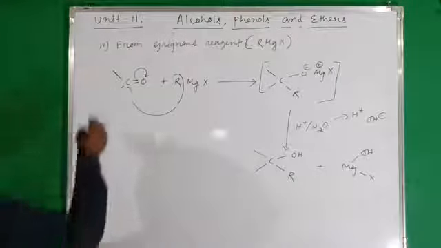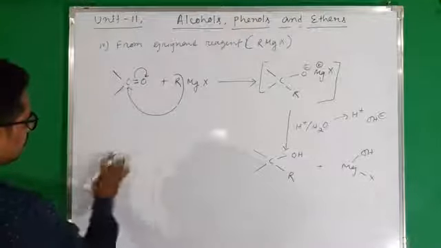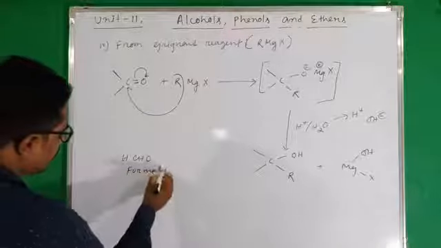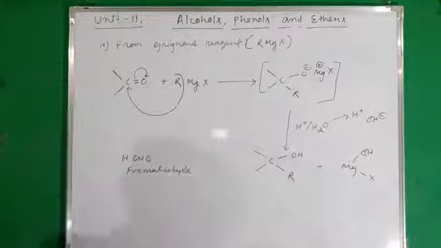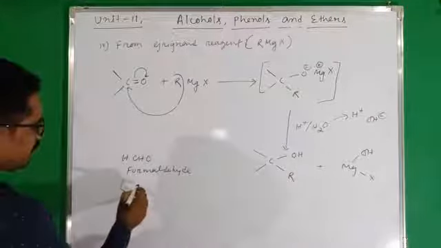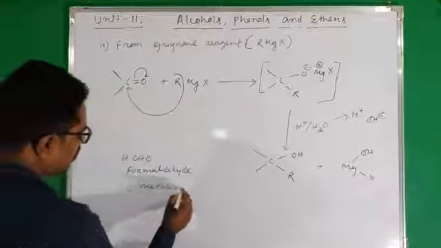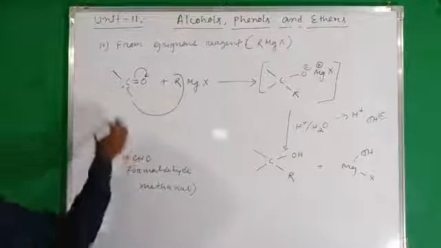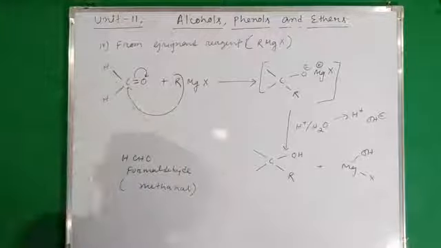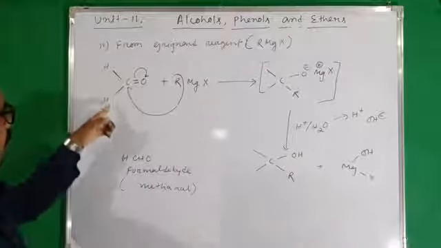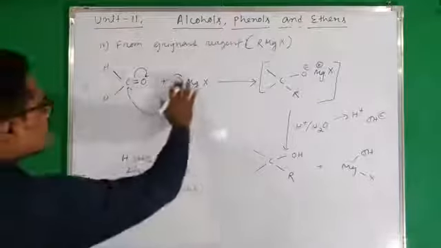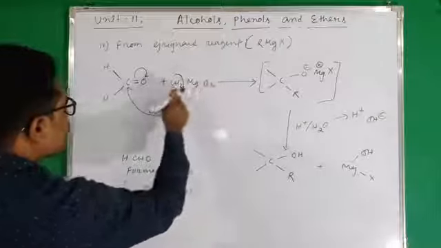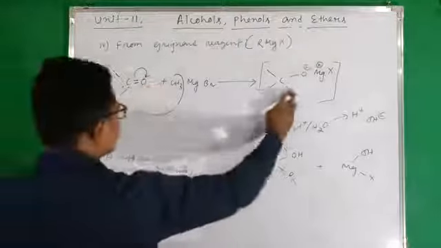Now suppose we consider this aldehyde, HCHO, that means formaldehyde. The common name of this aldehyde is formaldehyde, and the IUPAC name is methanal. We will convert methanal to alcohol. In this case, 2 hydrogen atoms are present, so we put the hydrogen atoms along with these bonds. Suppose we are considering the Grignard reagent as CH3MgBr. This CH3 group will attach to this carbon.